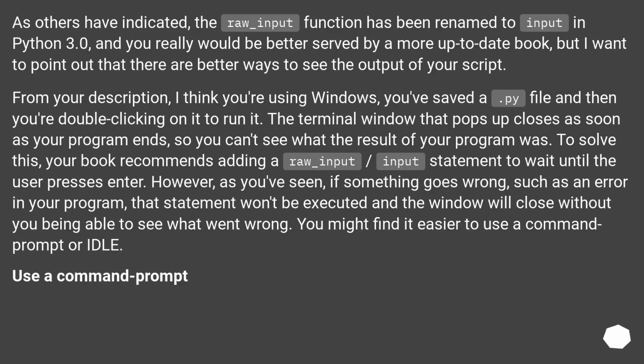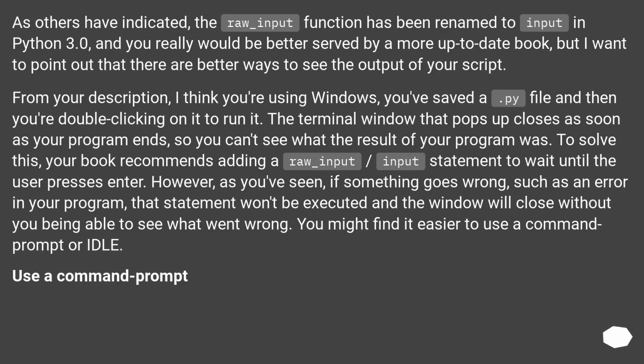As others have indicated, the raw_input function has been renamed to input in Python 3.0, and you really would be better served by a more up-to-date book, but I want to point out that there are better ways to see the output of your script. From your description, I think you're using Windows, you've saved a .py file and then you're double-clicking on it to run it. The terminal window that pops up closes as soon as your program ends, so you can't see what the result of your program was.